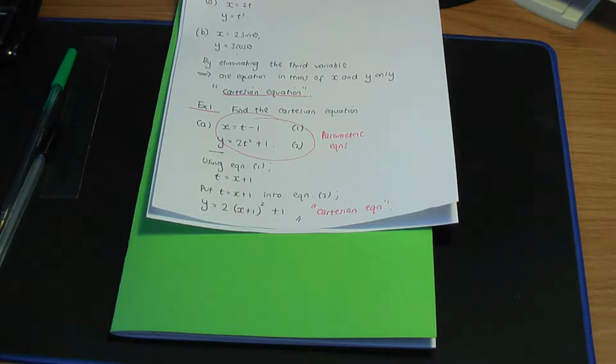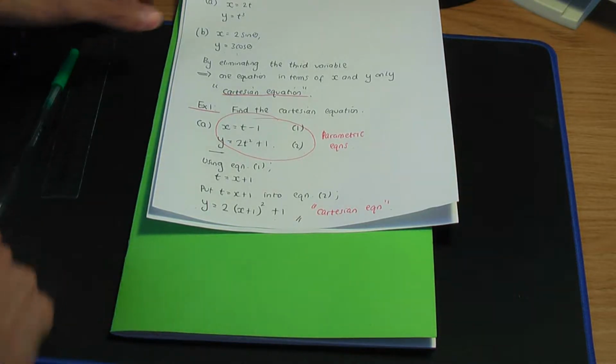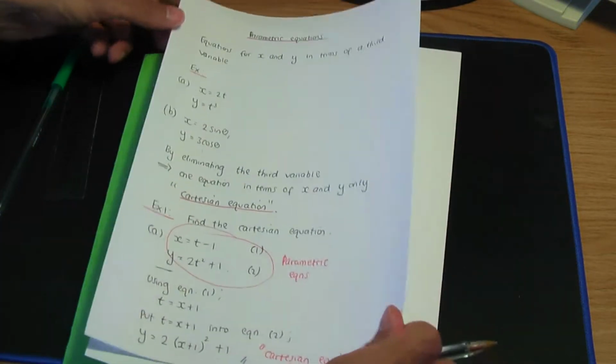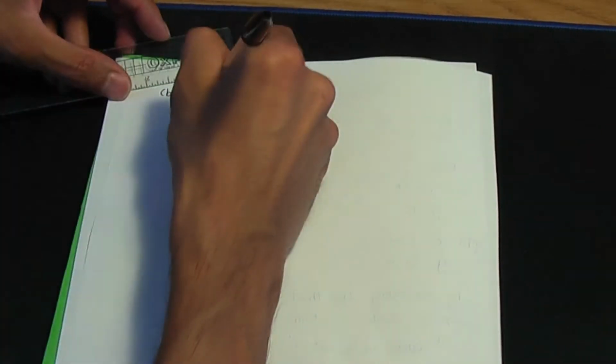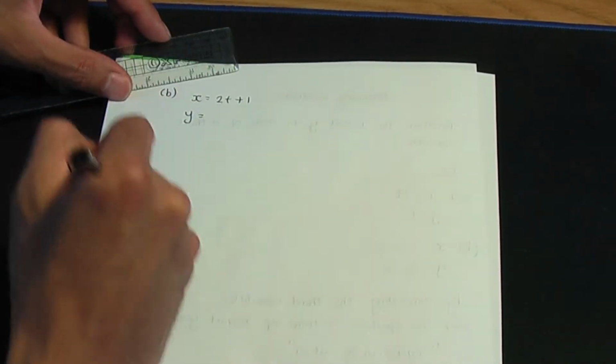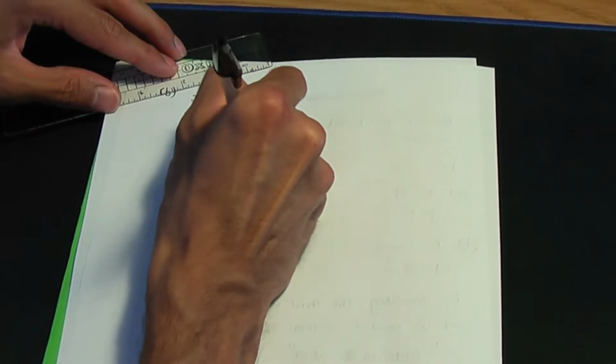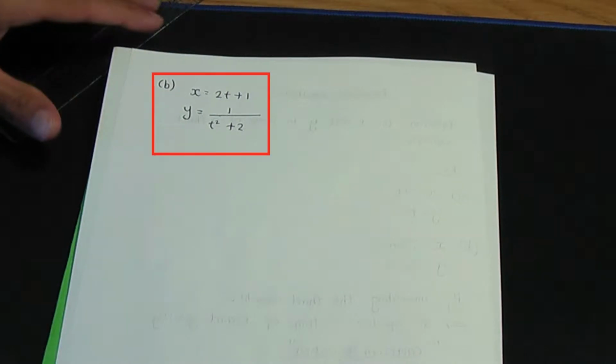Okay, let's try another example. So let me try another example. So on the reverse, part B. So let's get the Cartesian equation from this set of parametric equations. First equation reads x equals 2t plus 1. Second equation for y is equal to 1 over t squared plus 2. Okay?